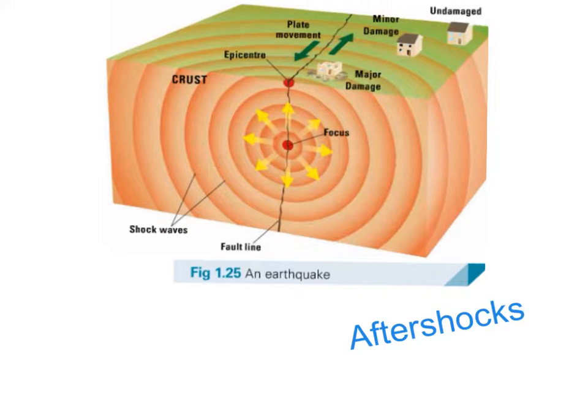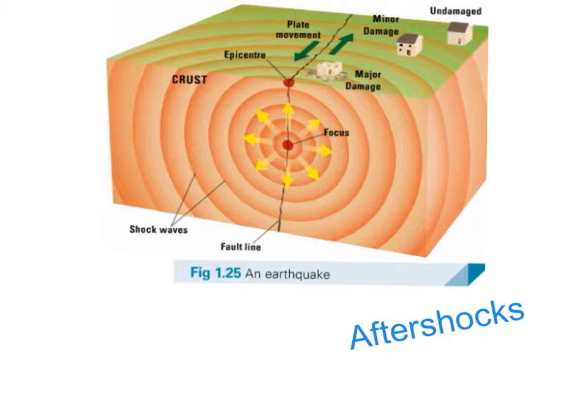So in our diagram, we can see that the focus is the point below the surface where the earthquake begins. We can see that the tremors move outwards from the focus and they're strongest on the point of the Earth's surface directly above the focus, which is known as the epicenter. This is a fault line or a crack in the earth. We can see that this plate was moving downwards and this plate was moving upwards, so they were sliding past each other. These are the shock waves and they're moving outwards from the focus.